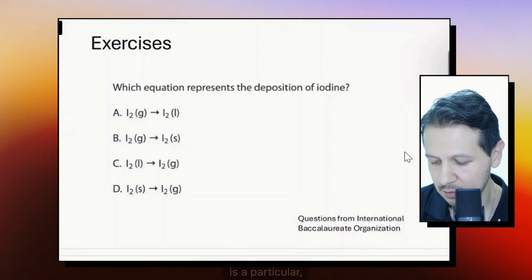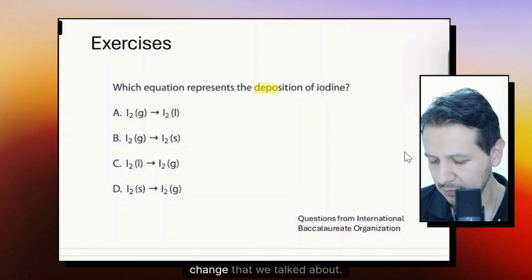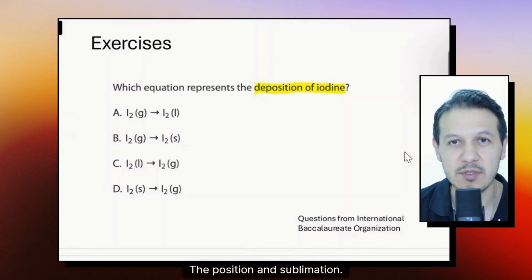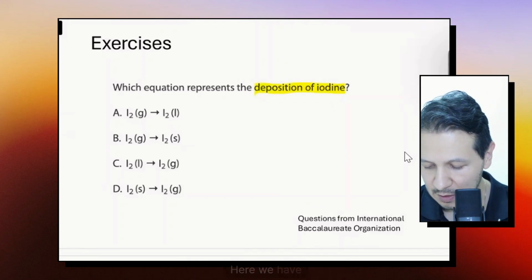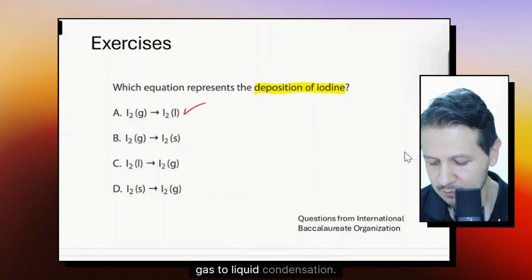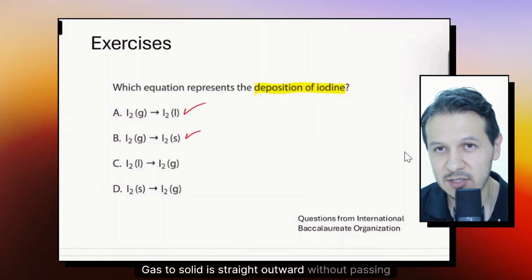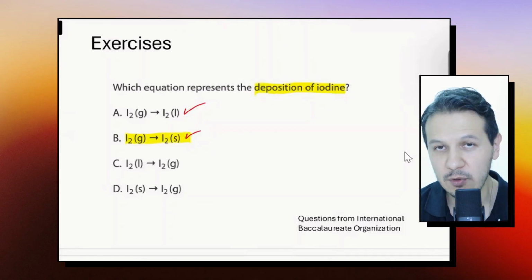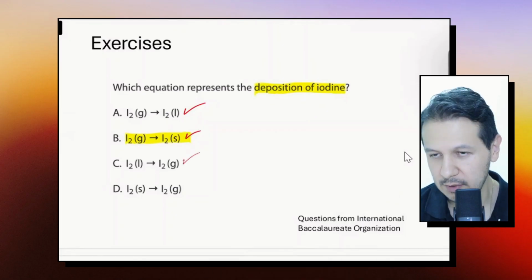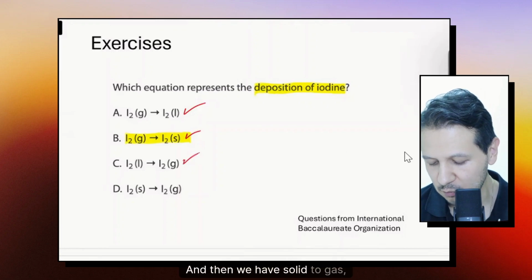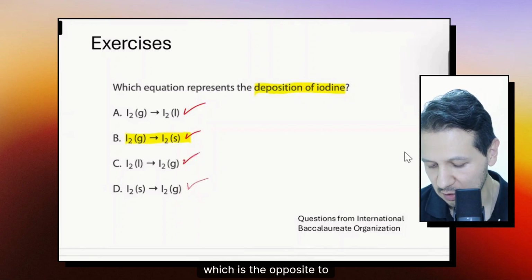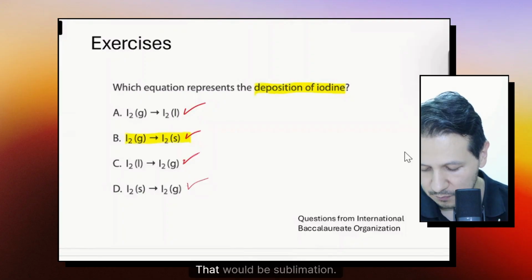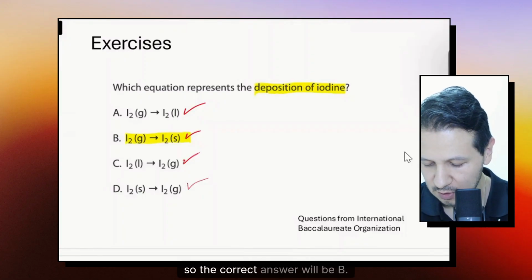Remember that deposition is a particular change that we talked about, deposition and sublimation. Those are the weirdest ones. Here we have the first one, gas to liquid, condensation. Gas to solid straight away without passing from liquid, deposition. Okay, so that will be the correct answer. You don't need to spend more time reading the other ones, even though you can check them. Liquid to gas, that would be boiling. Yes, evaporation. And then we have solid to gas, which is the opposite to deposition. That will be sublimation. Okay, so the correct answer will be B.